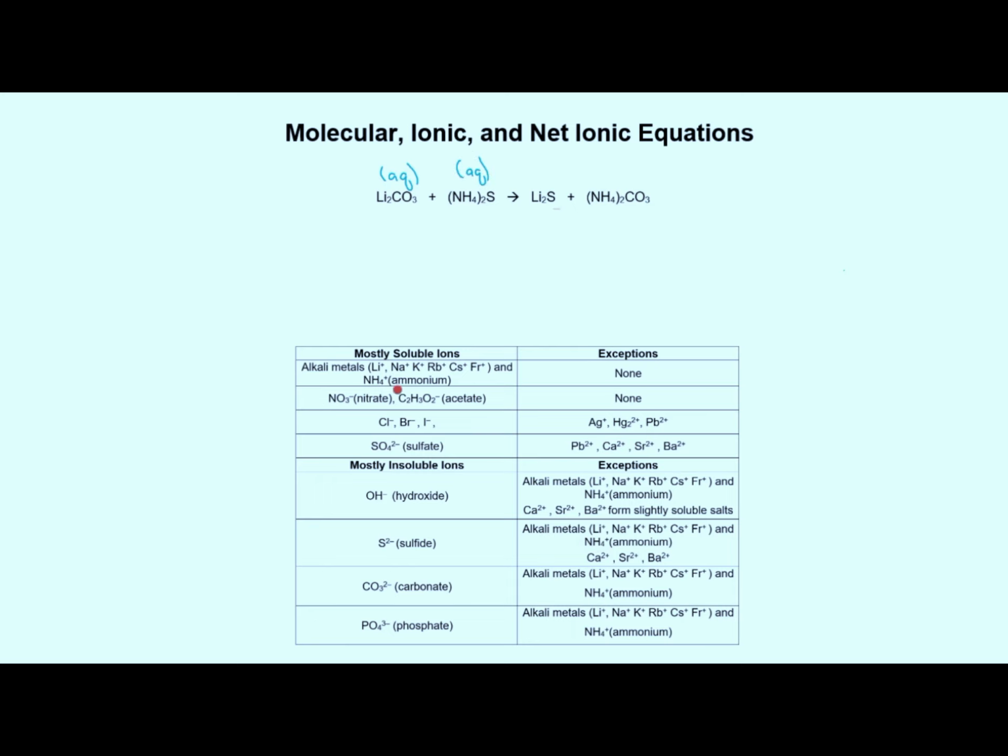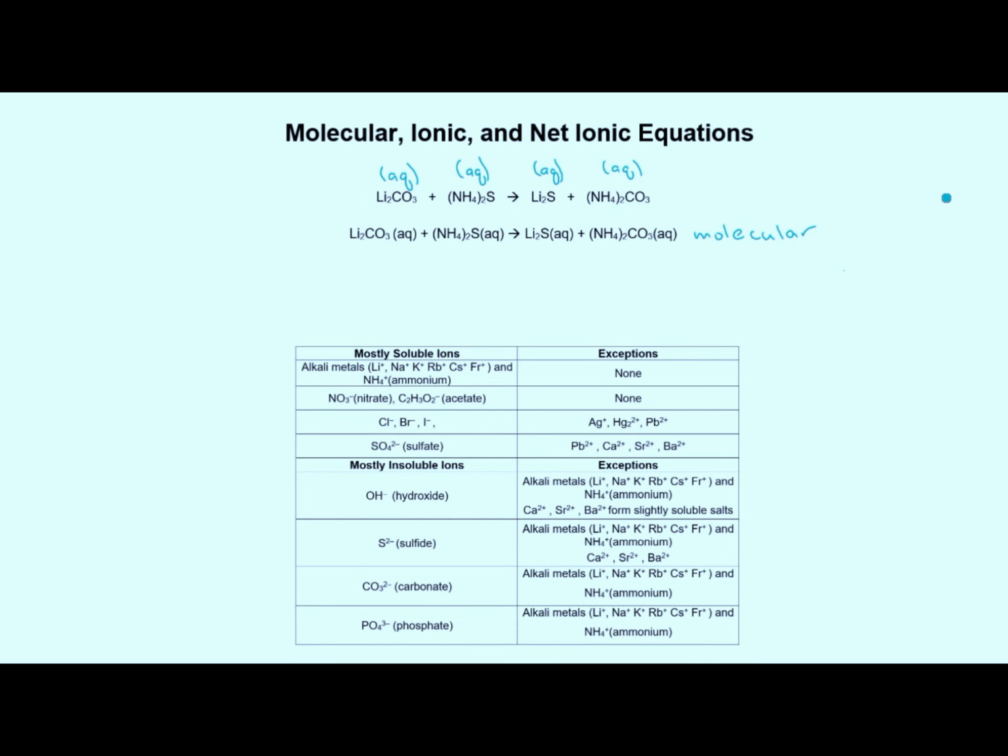Next, lithium sulfide. Again, lithium, there are no exceptions, or if you check sulfide, you would see lithium as an exception. And finally, ammonium carbonate. Ammonium is soluble with no exceptions, or carbonate is insoluble with ammonium as an exception. So again, a soluble salt. Let's rewrite a little bit neater. Here we go. This is now our molecular equation. Now let's go to the ionic equation.